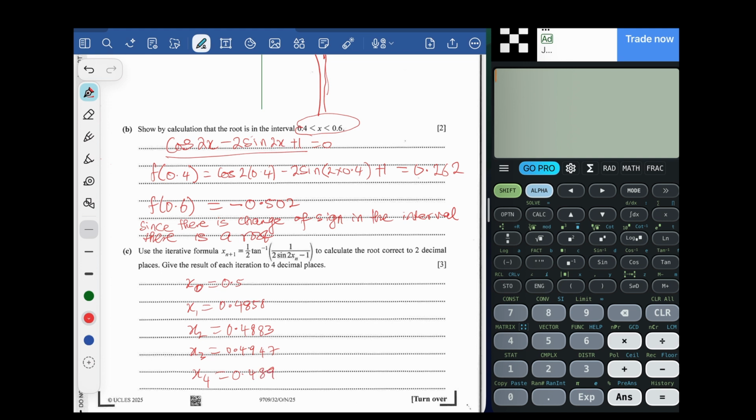0.489. So to 4 decimal places, calculate the roots correct to 2 decimal places. So my final answer will be 0.49, because all of them round to 0.49. I would have used this calculator, but it's misbehaving. So you can use your calculator and check what you get.